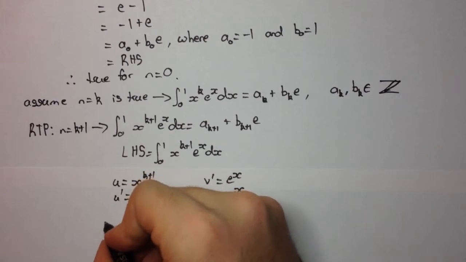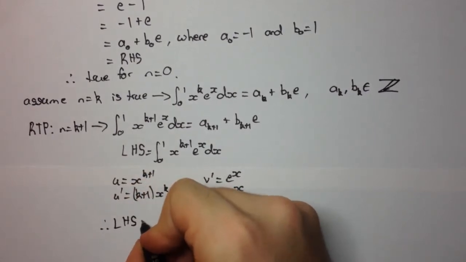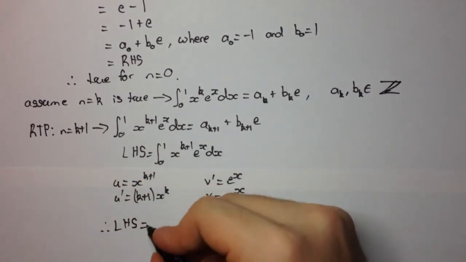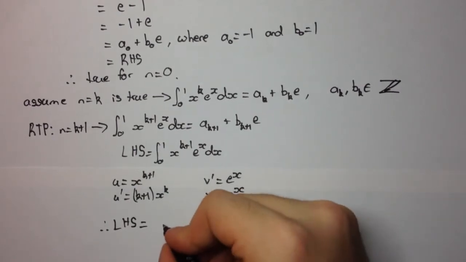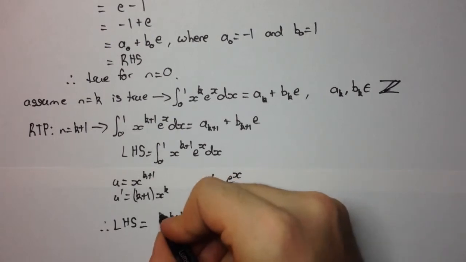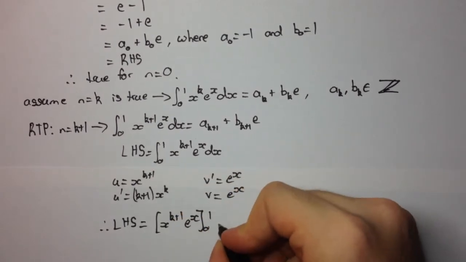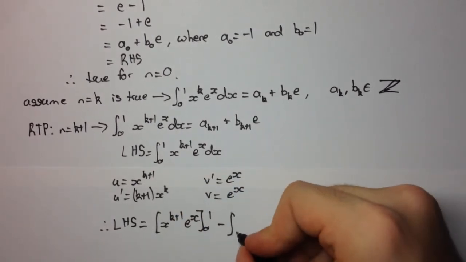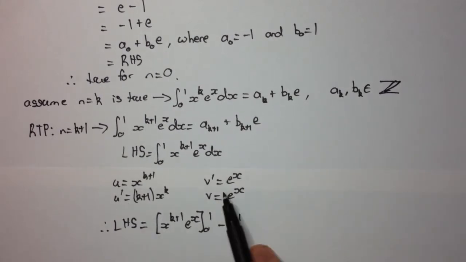So our left-hand side is going to be u times v, x to the k plus 1 times e to the x, evaluated between 0 and 1, minus the integral of u dash times v.